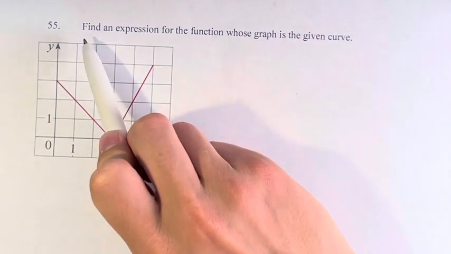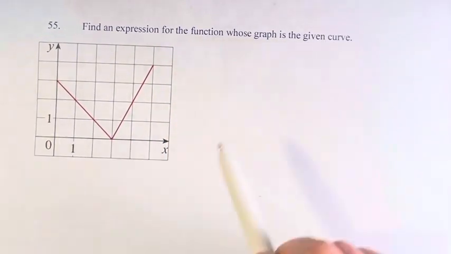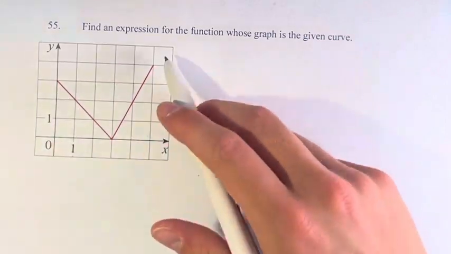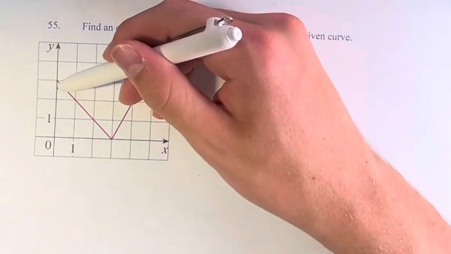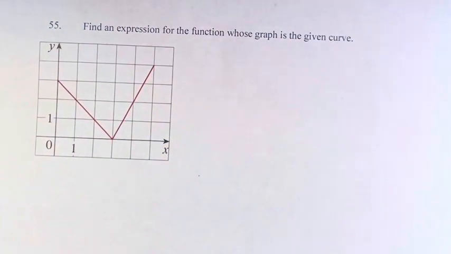In this problem, we're asked to find an expression for the function whose graph is the given curve. And we have it right here. So it looks like maybe for a second we have an absolute value function, but we can notice that these two sides have different slopes. So this is actually just going to be a piecewise function with two different lines.